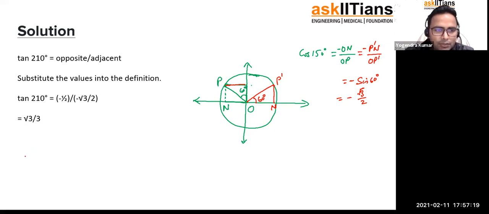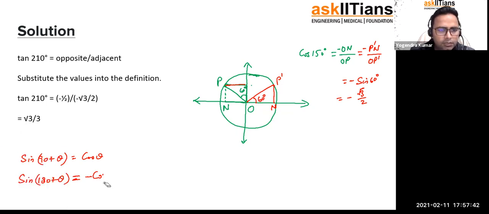So what we do here: sine of 90 plus theta will change to cos theta. Sine of 180 plus theta will change to minus sine theta. Now, how do we remember that? How is it like this? It is minus sine theta, right?